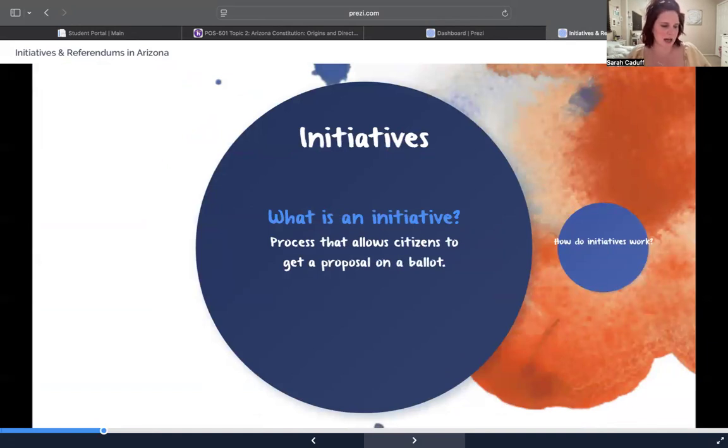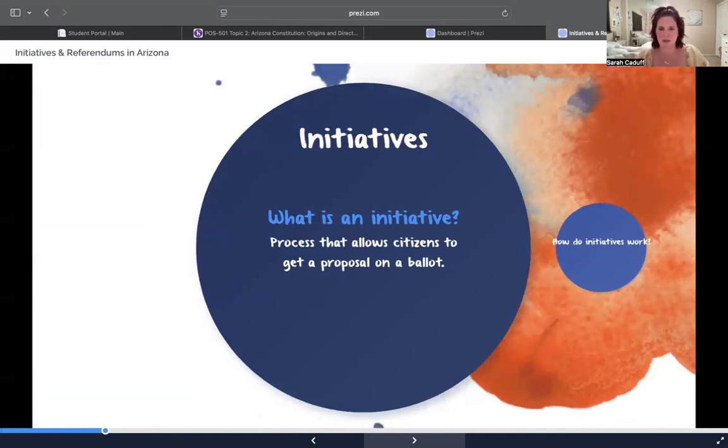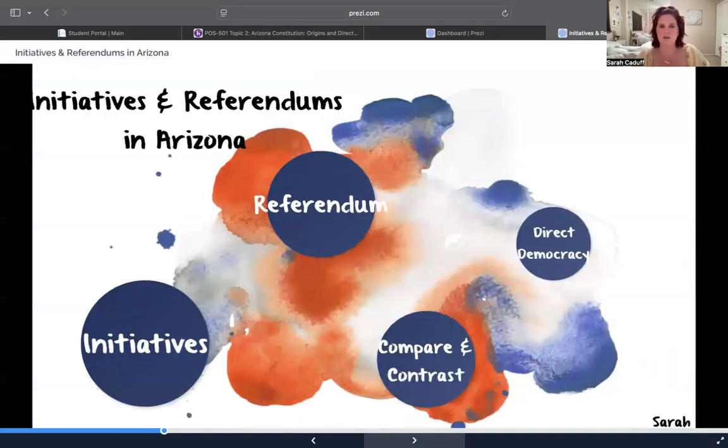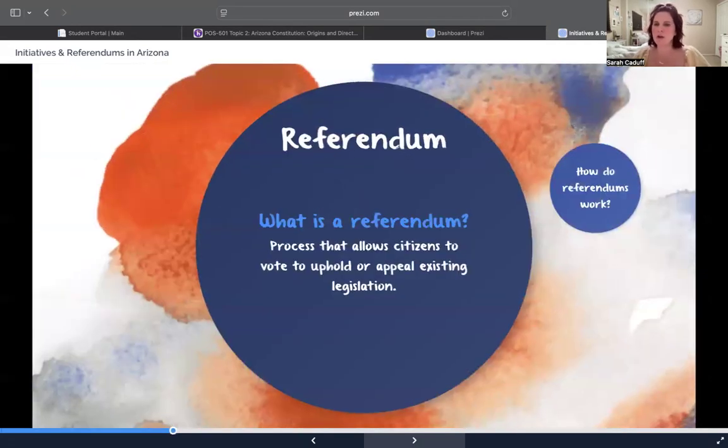All right, next up, we're looking at referendum. So what is a referendum? It is a process that allows citizens to vote to uphold or appeal existing legislation. A referendum is a process that allows citizens to approve or reject laws passed by the legislature that can be either mandatory for constitutional amendments or certain types of laws, or optional for ordinary laws.